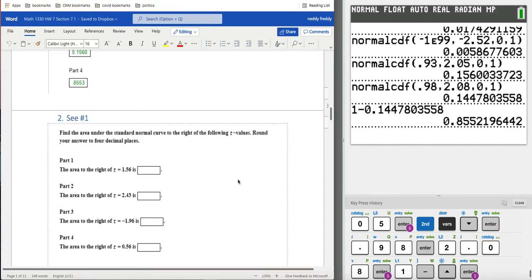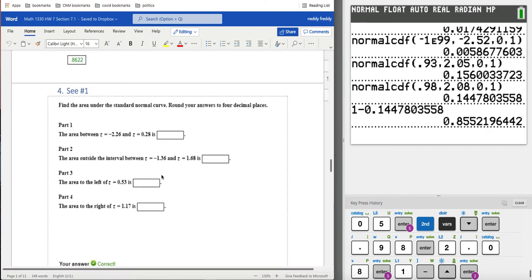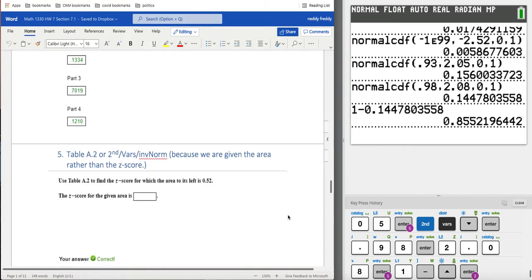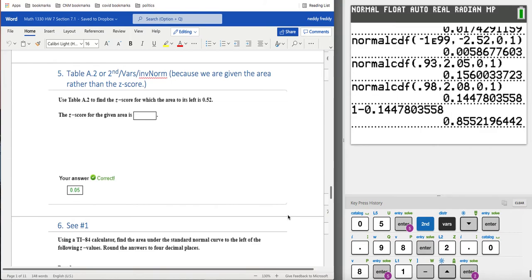Luckily though, most of these are grouped: you do a bunch of "to the right" together, and then you do a bunch of "betweens" together, and then this one has some of each, and then we get to this one.